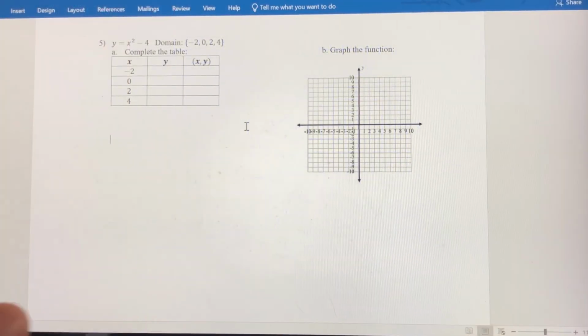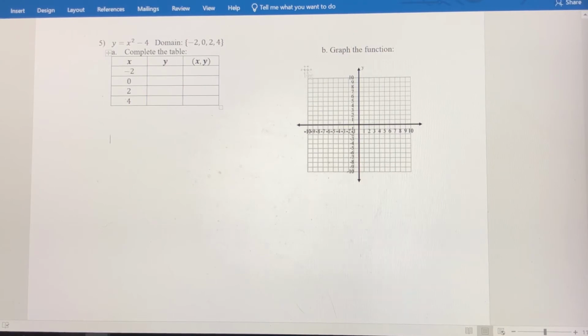And finally, let's do number 5 here, okay? So pause the video. This function is a little different. Notice we've got an exponent this time, so this is going to be a different type of function. So the graph is going to look different, okay? So we've got the function y equals x squared minus 4 for the domain negative 2, 0, 2, and 4. So we're going to plug those values in for x, and we're going to see what we get out for y, okay? So pause the video here, give that one a try, and then come back and check your work.